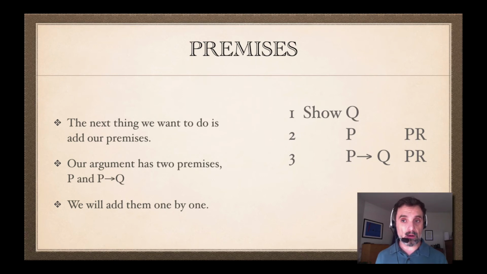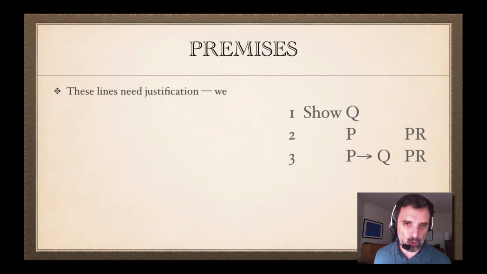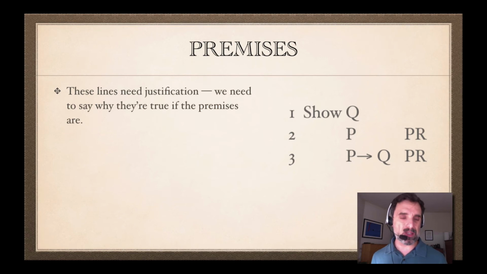Note that in these two cases, we put something to the right of them. We write down PR, and PR means premise, and that's the justification for these lines. We're still trying to show Q, but on lines 2 and 3, we're not making show claims. We're not saying, I'm now trying to establish this. We're saying P is true, if P then Q is true. Well, we're not actually saying that they're true. We're saying that they're true given that the premises are true. Each line, if it's not a show line, it needs a justification. We need to know why it is that if the premises are true, that line is true.